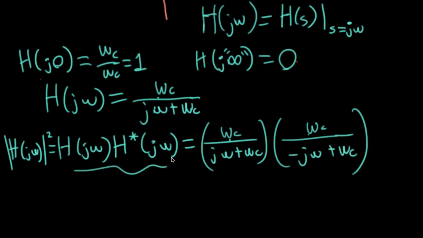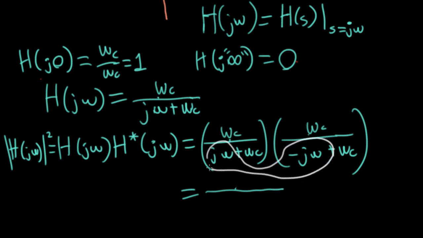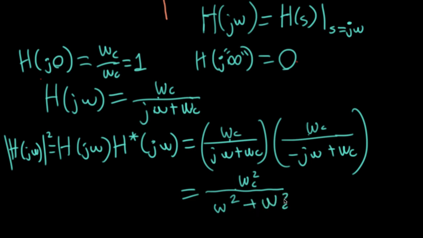And the reason this particular structure is nice is that the cross terms cancel. I'll have a j omega times omega_c from these outer terms. I'll have a minus j omega_c here, and those obviously cancel. So what I'm left with is j omega times minus j omega. When I multiply the two j's together, that gives me a minus sign that cancels with this minus sign. So I'm just left with omega squared. And then I'll have an omega_c squared.